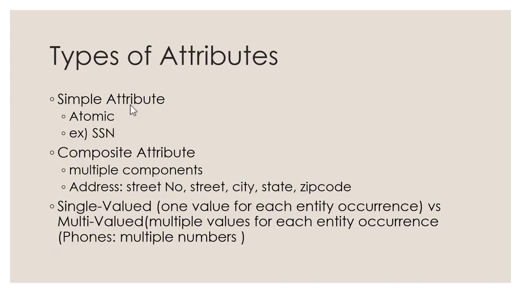So most of these attributes are going to be simple attributes. They're atomic. It's just one number. For example, social security number is a 9-digit number, right? So it's just a simple attribute. There's nothing else to it.